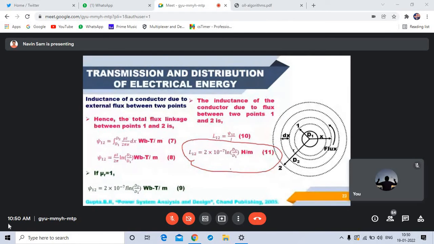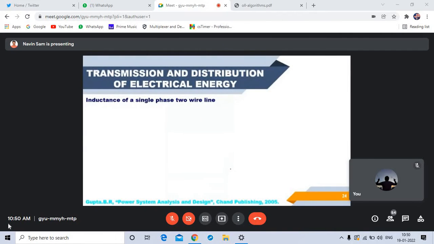What I'm going to do is that I'm going to consider a single phase transmission line. Okay, I'm going to consider a single phase transmission line. So for that single phase transmission line, how to evaluate this L, that we are going to learn. Okay, so take down: inductance of a single phase 2-wire line.